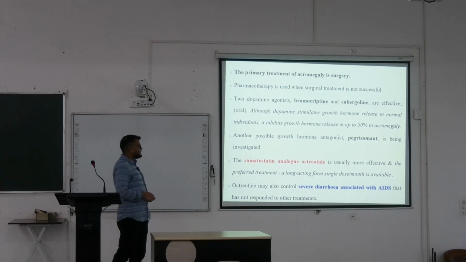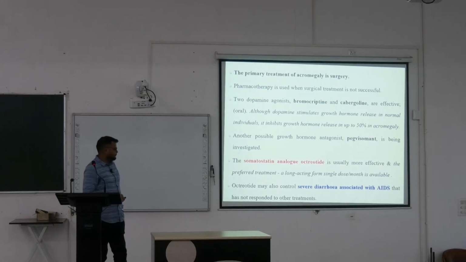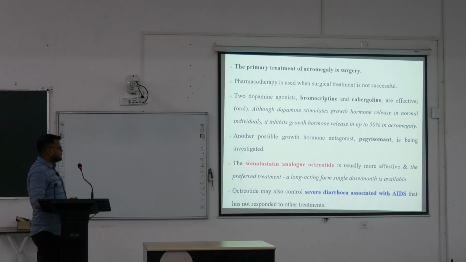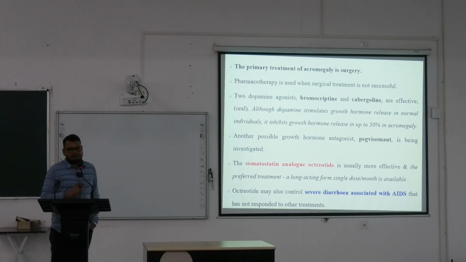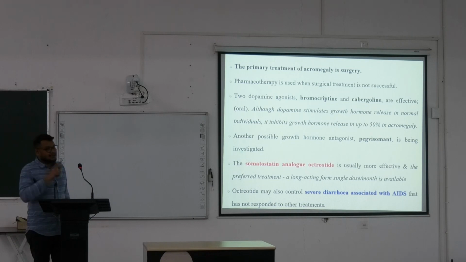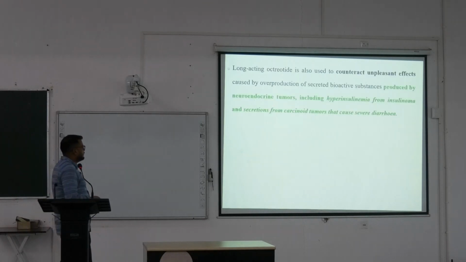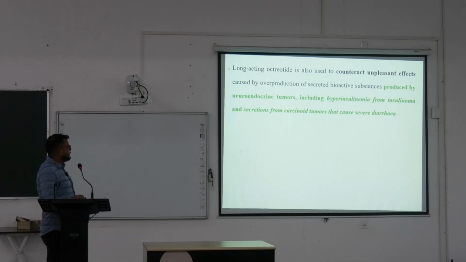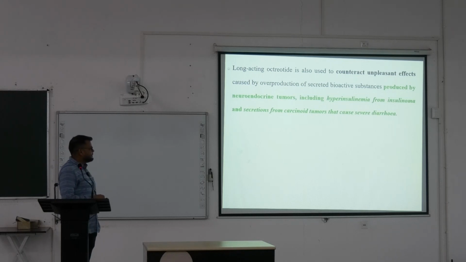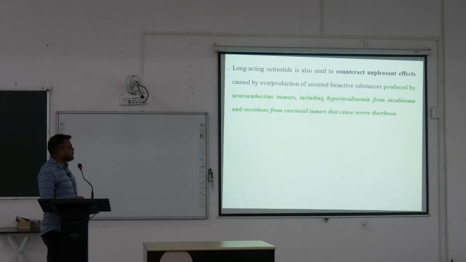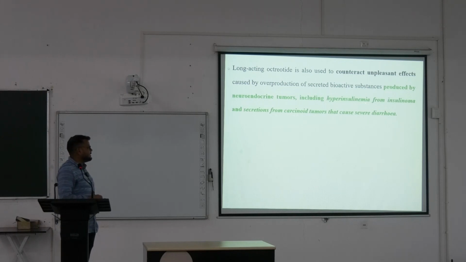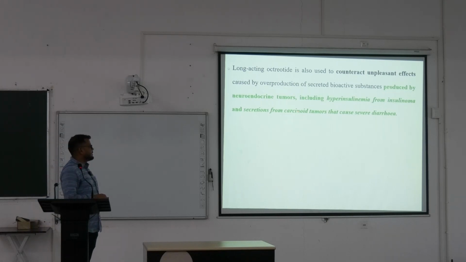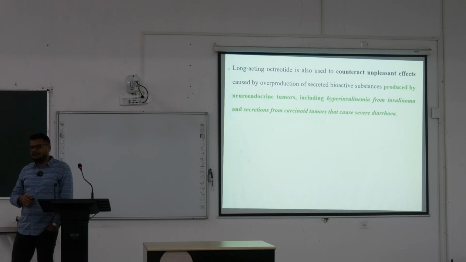Octreotide may also control severe diarrhea associated with AIDS that has not responded to other treatment. Okay. তাহলে octreotide use কি? Number 1 acromegaly, number 2 is diarrhea associated with AIDS. Number 3, long acting octreotide is also used to counteract unpleasant effects caused by overproduction of secreted bioactive substances produced by neuroendocrine tumors, including hyperinsulinemia from insulinoma, okay, and secretions from carcinoid tumors that can cause severe diarrhea.